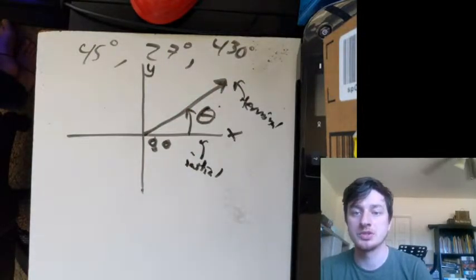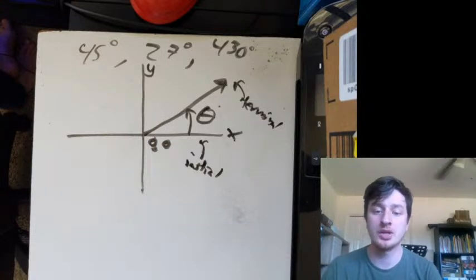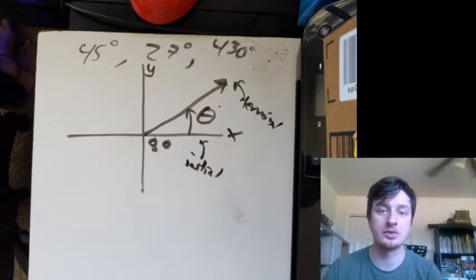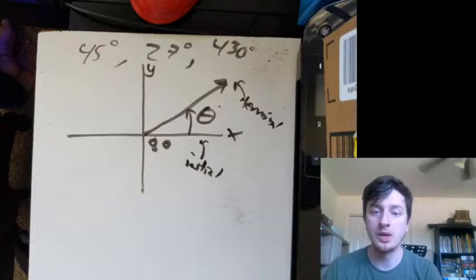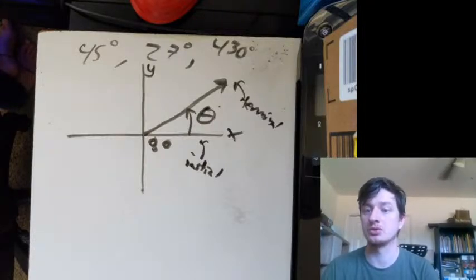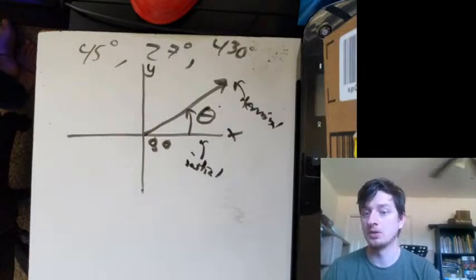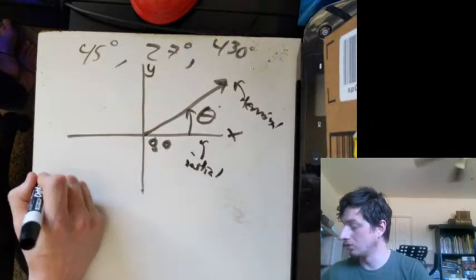Okay, so that's standard position. And then we have two types of angles from the one standard position angle. These are called coterminal. So coterminal.